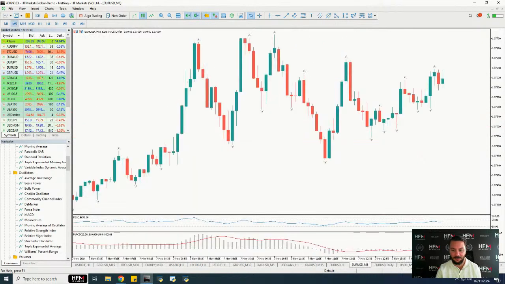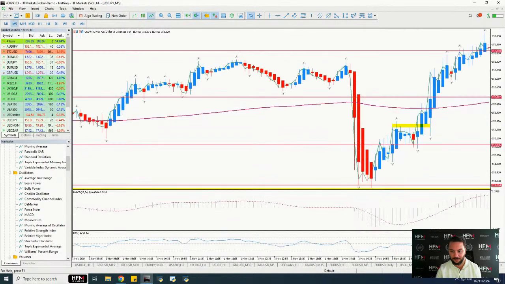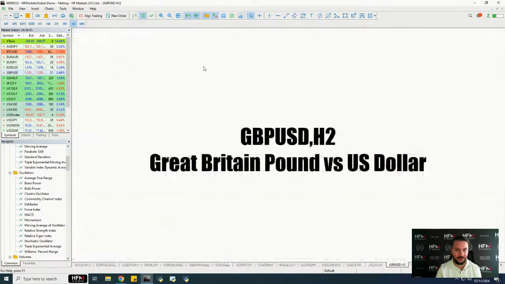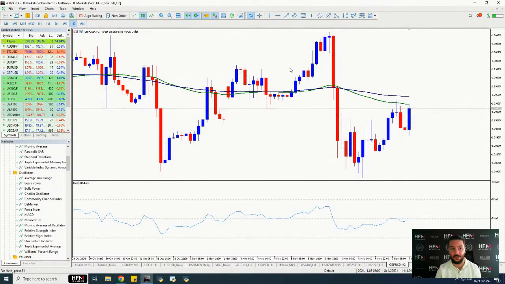Now, there's a couple of things I want to look at. Let's go on to a different time frame, actually. Bear with me. Let's go. Here we go. So let's go to the British pound against the US dollar, also known as the cable.